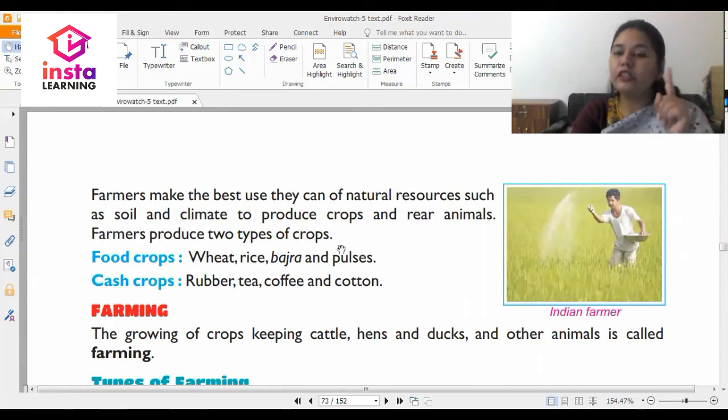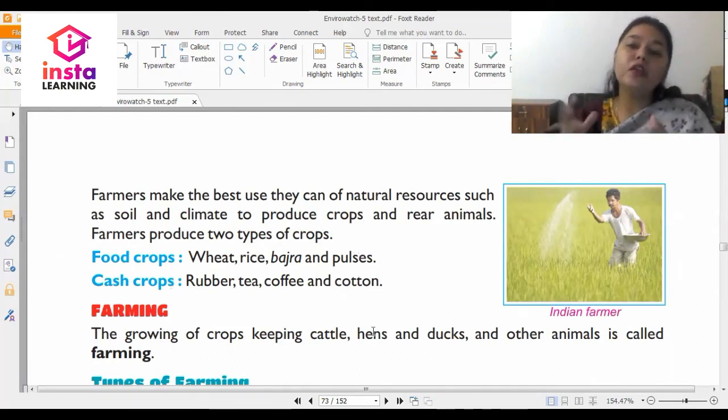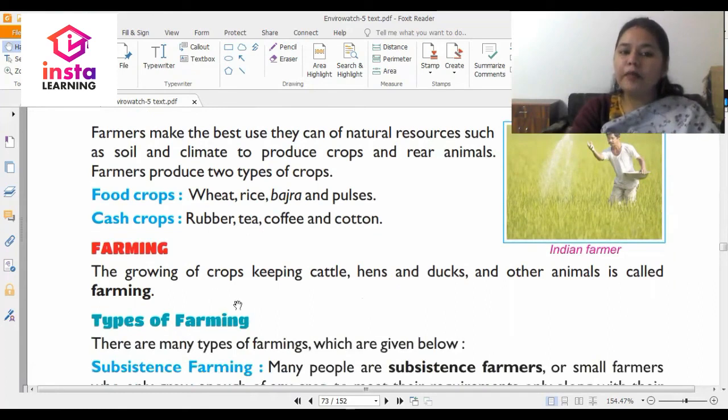What are these? First is food crops. So your wheat, barley, lentils, all these are food crops. Then cash crops, which are mainly used for trade purposes. So you have rubber, coffee, tea, and cotton. These are called cash crops. Farming, the growing of crops, keeping cattle, hens, ducks and other animals, is called farming.